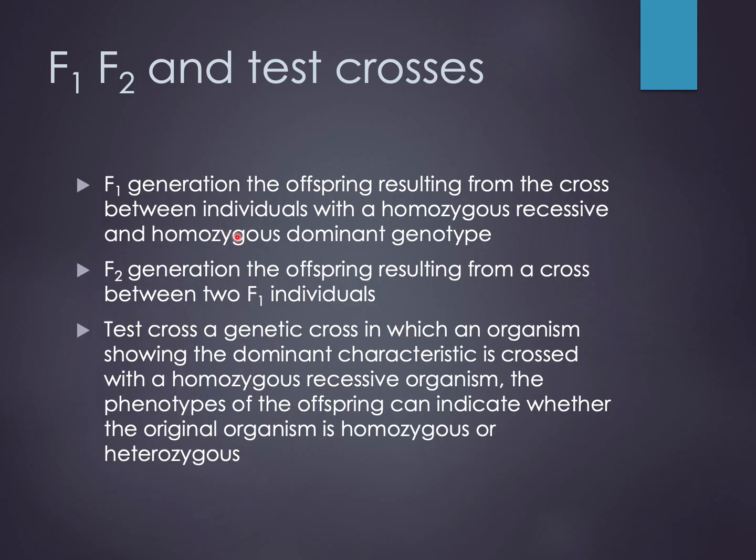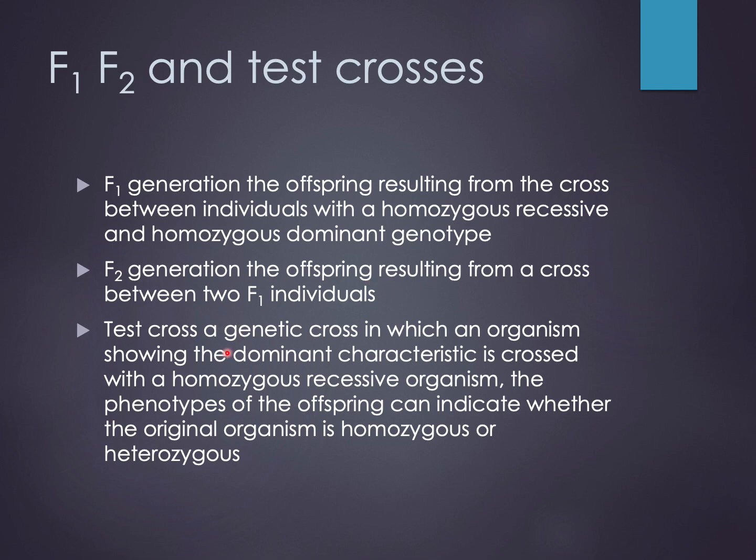The F2 generation is going to be the offspring that result from the F1 individuals having a cross. To put that into perspective, think of yourself as being the F2 generation. The F1 generation would be your parents, and then your grandparents would be the parental generation. That's just to give you an idea of what that is referring to.